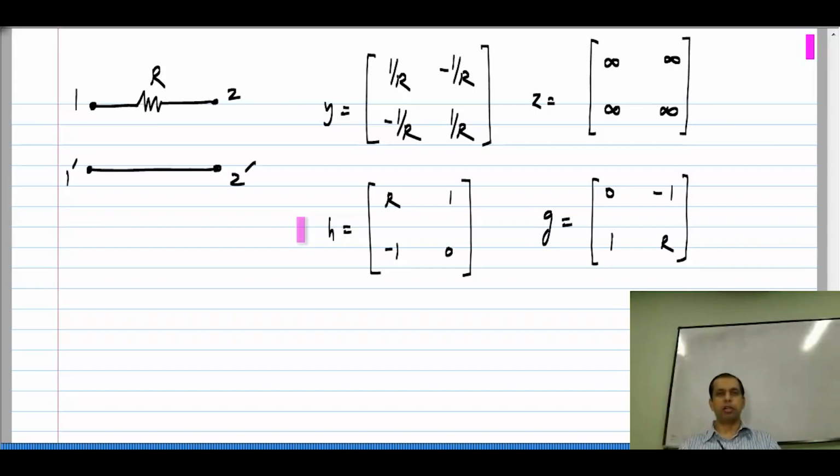So, for this particular circuit, we have Y, H and G parameters which are well defined, but Z parameters you cannot define. This is something like trying to measure the resistance of an open circuit, it will come out to infinity. And we can take another simple circuit.